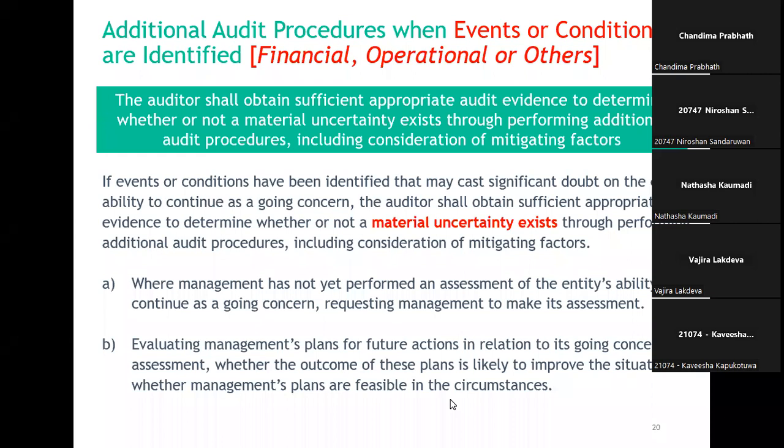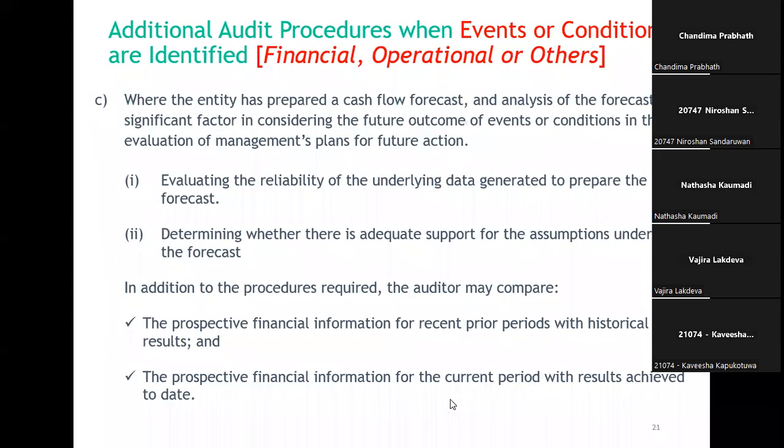Evaluating management plans for future action in relation to its going concern assessment: whether the outcome of these plans is likely to improve the situation and whether management plans are feasible in the circumstances, which we discussed earlier as well. Where the entity has prepared a cash flow forecast, now, how do you do it for the 12 months period?